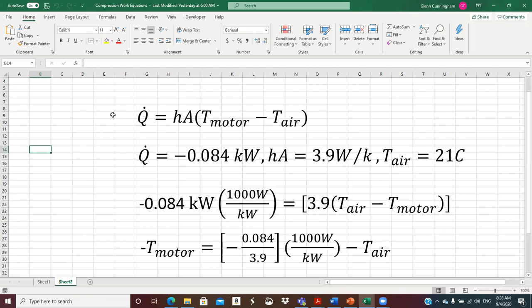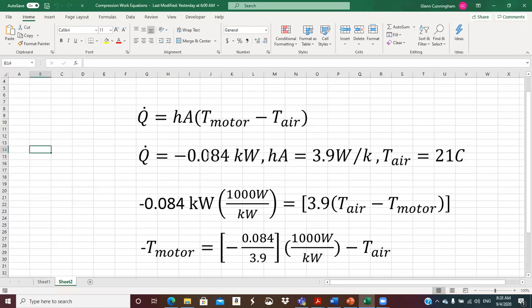I mean, you can write it negative just as well. But when I look at this, I say, well, Q is going to be HA times T motor minus T air, because T motor is hotter than T air. And so this is all going to be positive, and this will give a positive number. But in our problem, because of the sign convention for heat transfer, I want this Q dot to be negative.